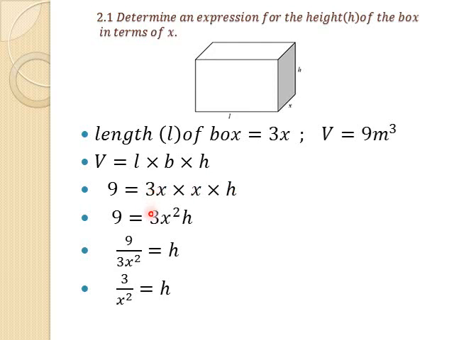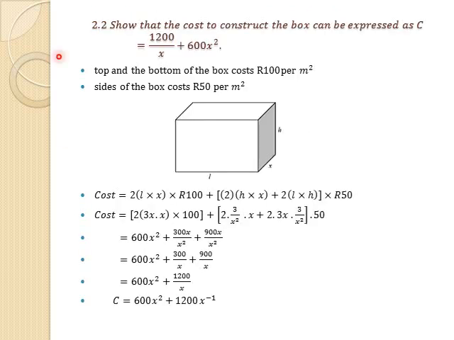3 times 1 is 3, x times x gives me 3x squared h equals 9. So h equals 9 divided by 3x squared. 3 goes into 9 3 times, so this simplifies to 3 over x squared equals h. So there we have h in terms of x. I hope you follow.